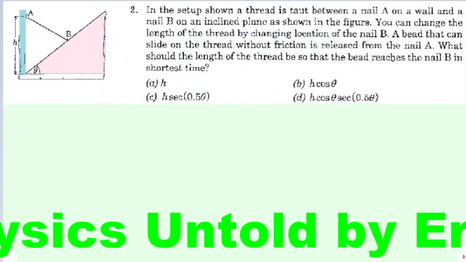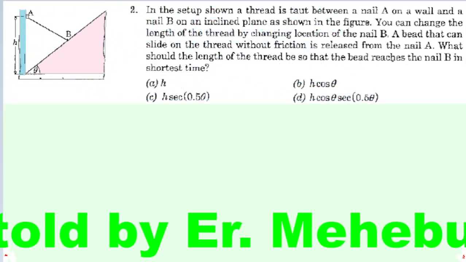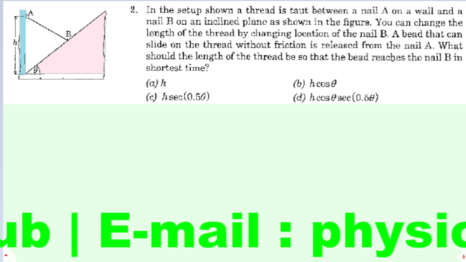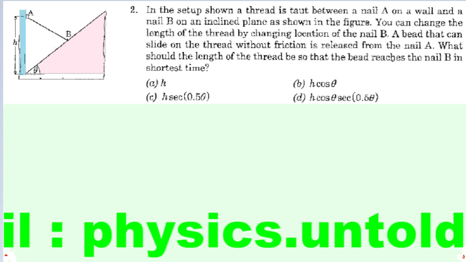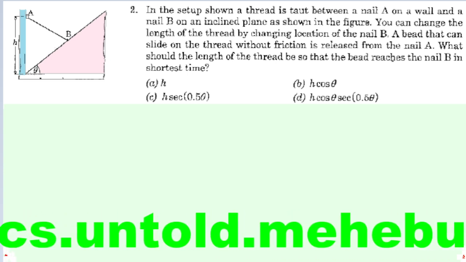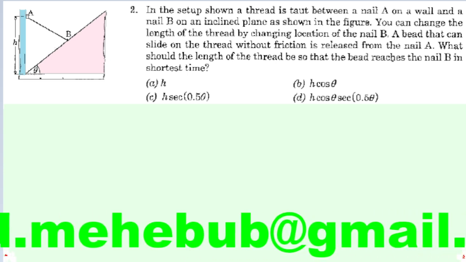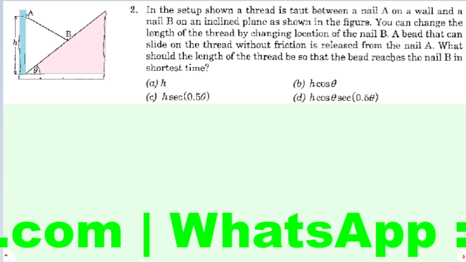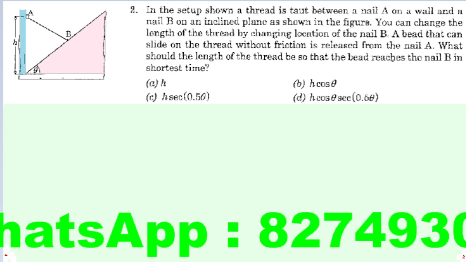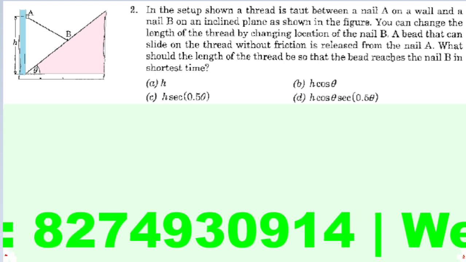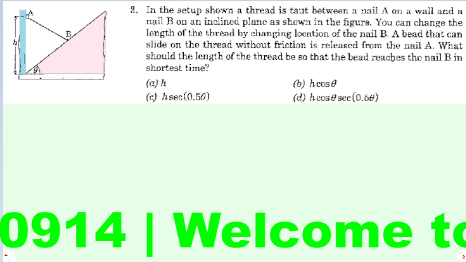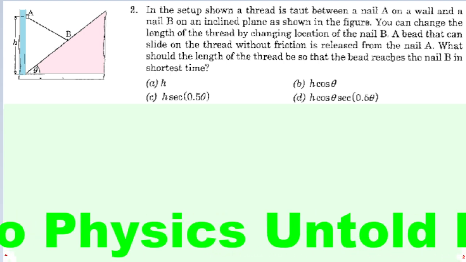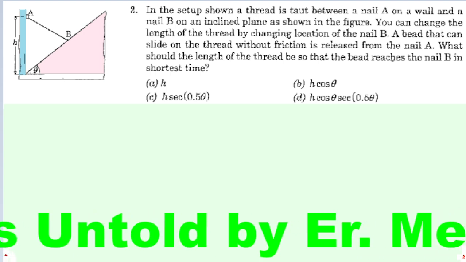The question is, in the setup shown, a thread is taut between a nail A on the wall and nail B on an inclined plane as shown in the figure. You can change the length of the thread by changing the location of nail B. A bead that can slide on the thread without friction is released from nail A. What should be the length of the thread so that the bead reaches the nail B in the shortest time?